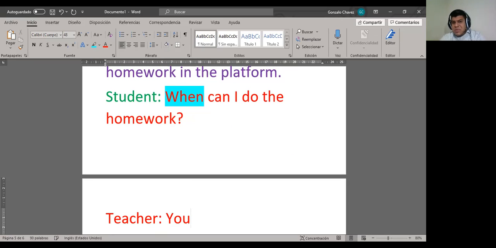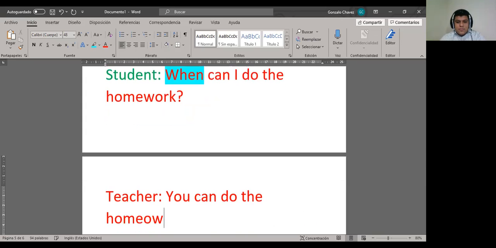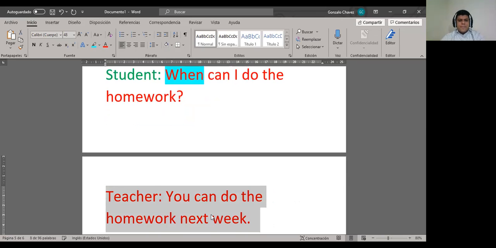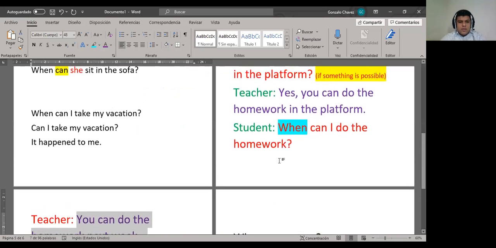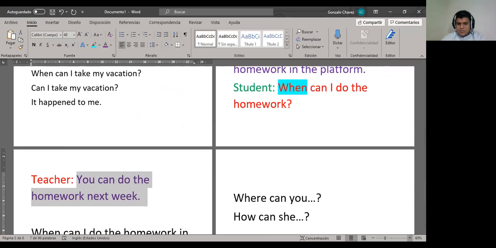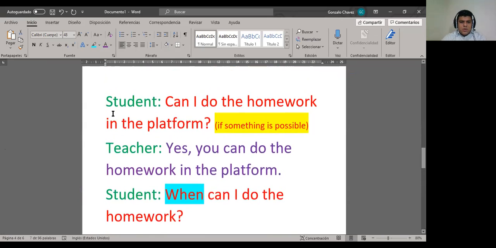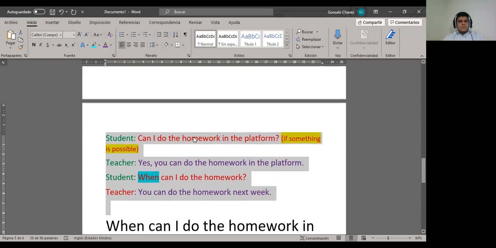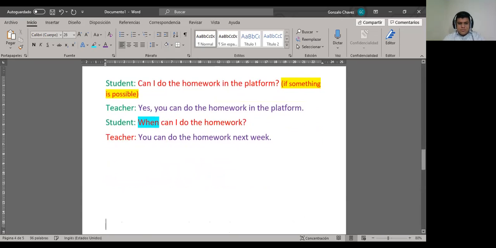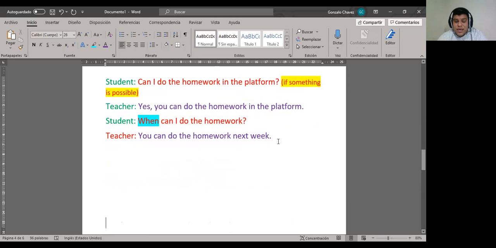the teacher probably is going to answer, you can do the homework next week. You can do the homework next week. Let me make it smaller so it is on one page. All right. Then after this information, when can I do the homework? The teacher may answer, hey, you can do the homework next week. Talking about time.